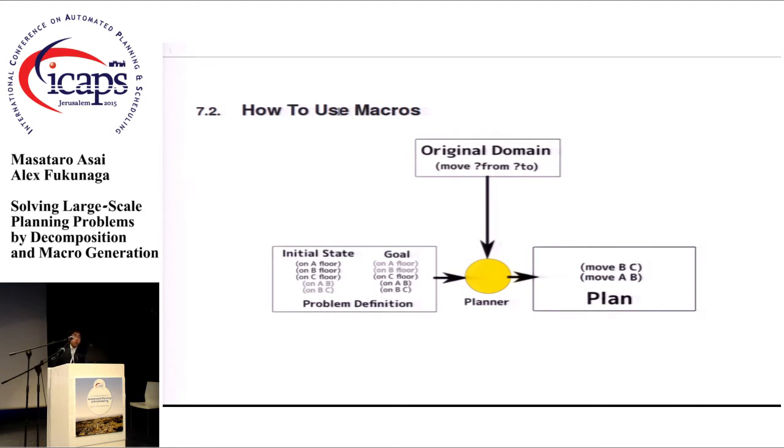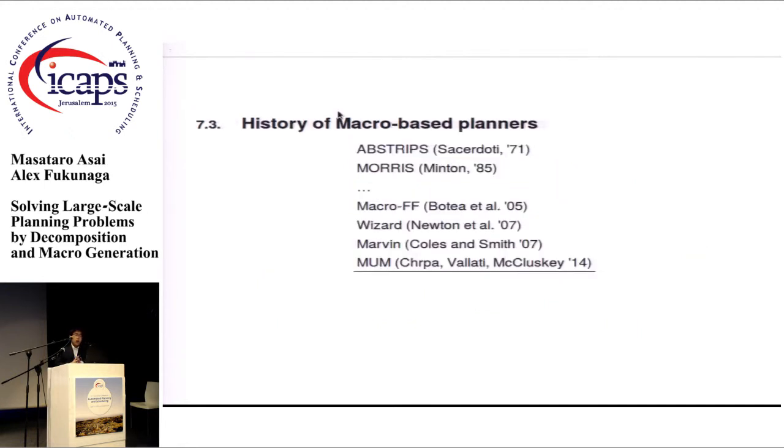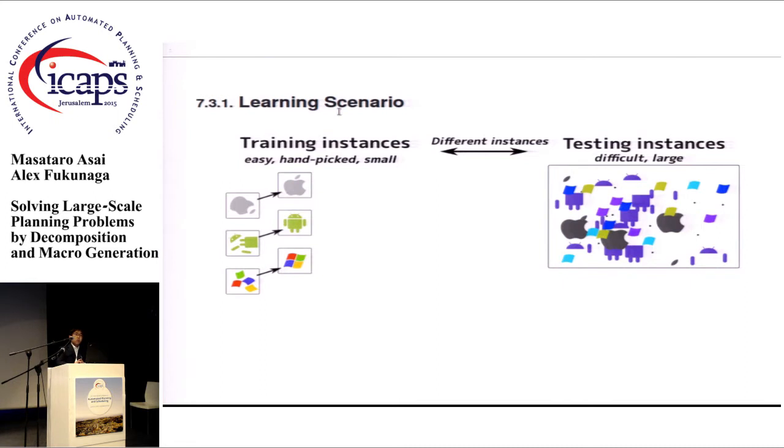To use these macros, we modify the domain definition by adding the macro actions. We call this a new domain, the enhanced domain. The same problem definition can be solved using this domain with standard planners. There is a long history of macro-based planners, back in the 70s, and there are also several recent planners such as MacroFF or MUM. And they mostly share the learning scenario, not all.